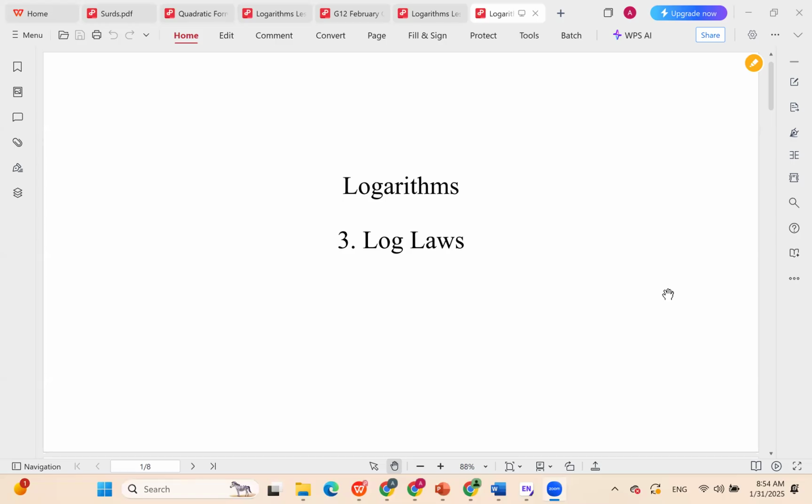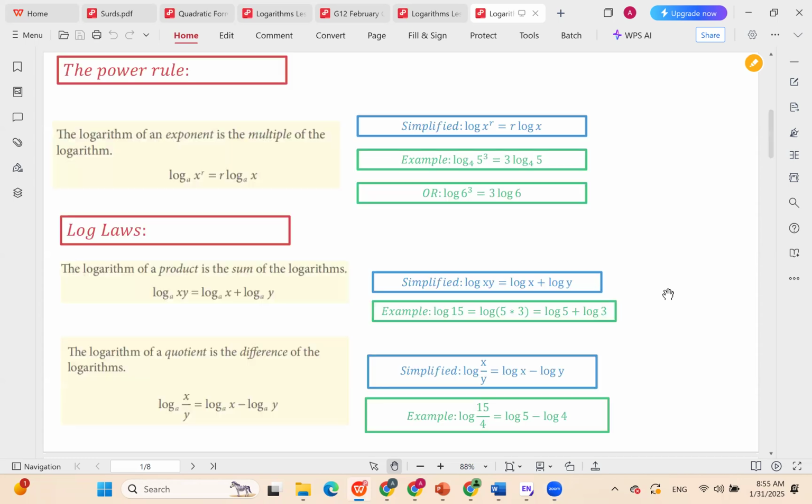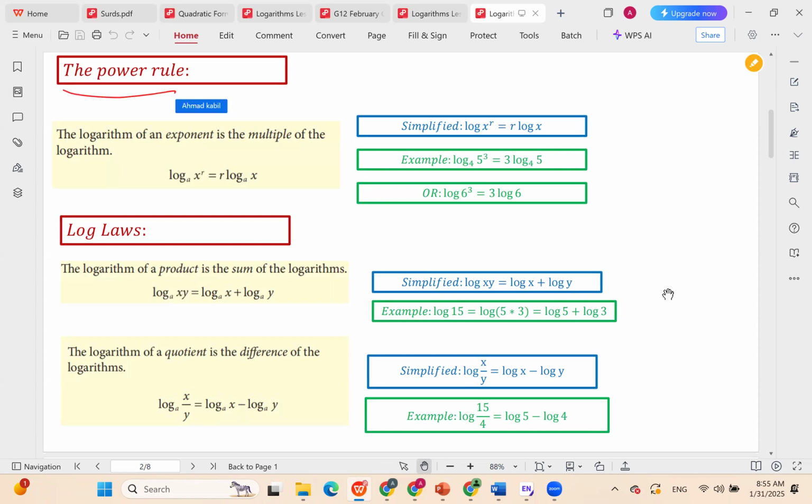Hello and welcome to this video in which we shall discuss the third lesson on logarithms, log laws. We previously discussed the power rule of logarithms, which is that if we have a log of x to the power of r, the log kicks out the power and we can write the r outside on the left as such, and we end up with r log x, regardless of whether there is a base or not.